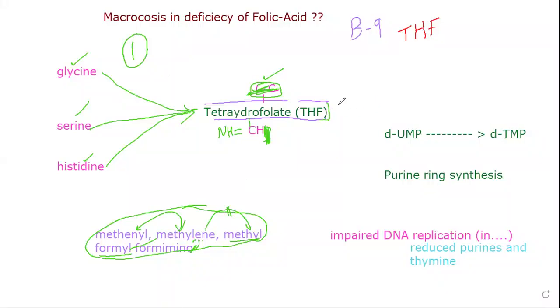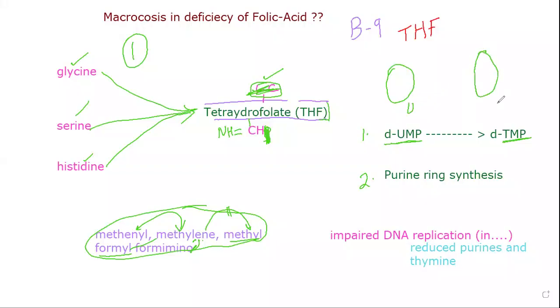Now the more important point, what does tetrahydrofolate do? Tetrahydrofolate transfers one carbon unit to various acceptor molecules. I'm going to talk about two of them. Number one, uridylate can be converted to thymidylate. All of you know uridylate, it contains uracil.